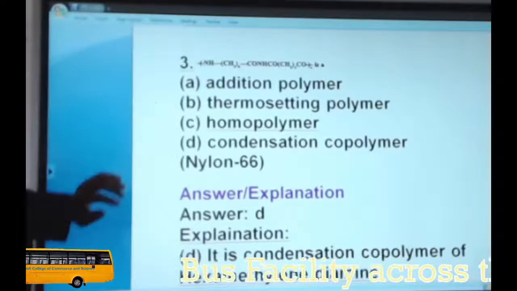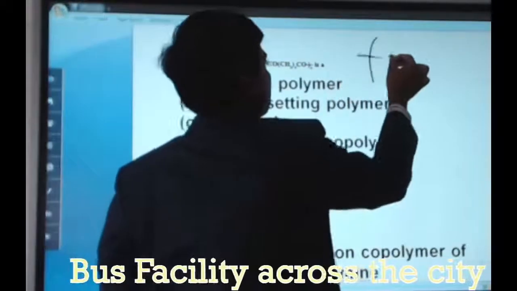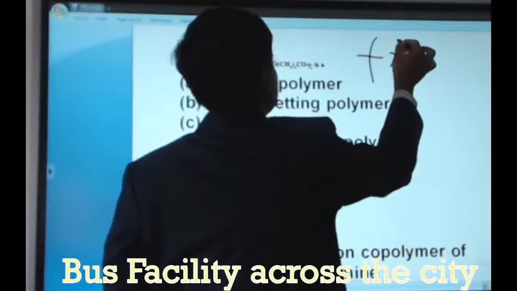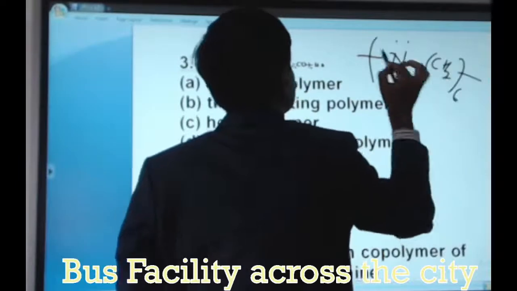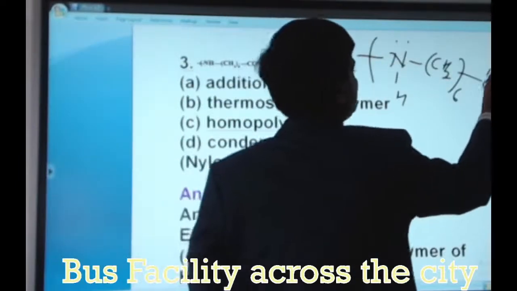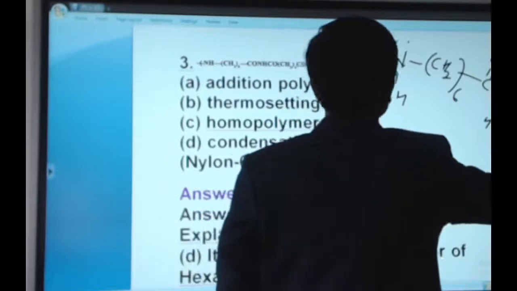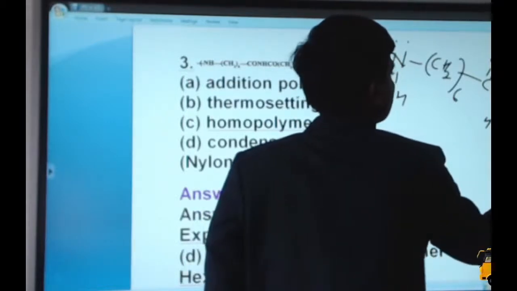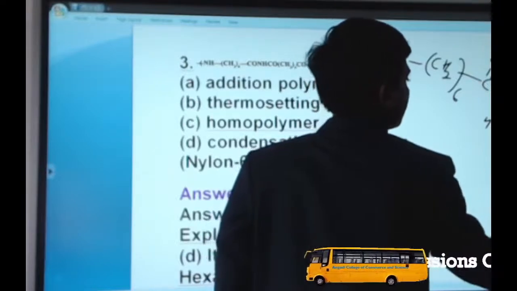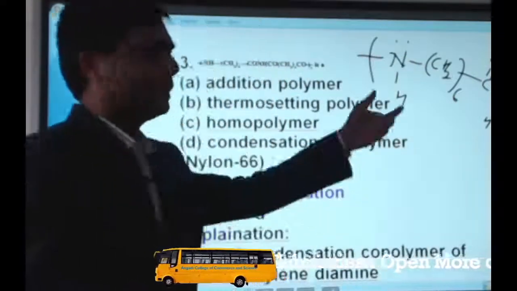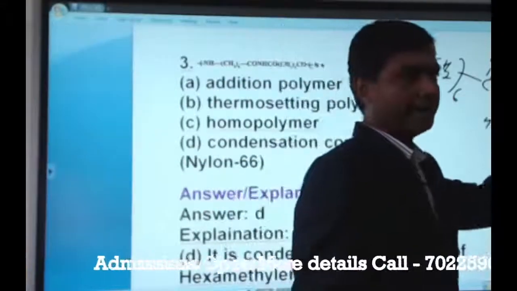Here you are seeing one compound. I will write it in detail again, openly, then you will understand. NH, CH2 six times, C double bond O, N, H, C double bond O, CH2 four times, and here again C double bond O. I think you understood now only by seeing that one. Here we have the amide linkage.